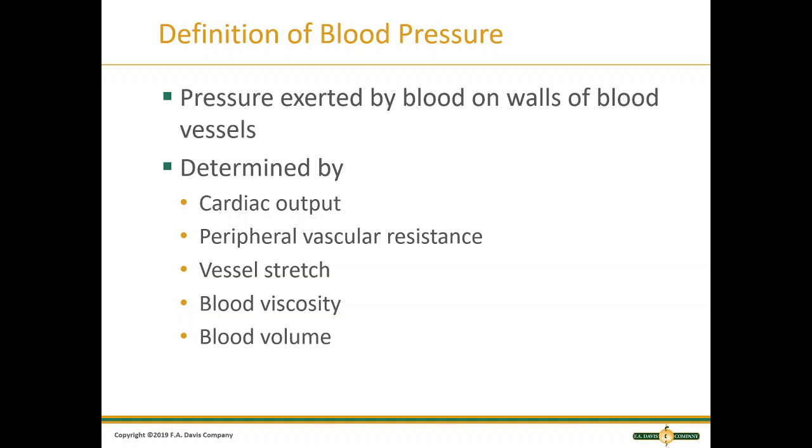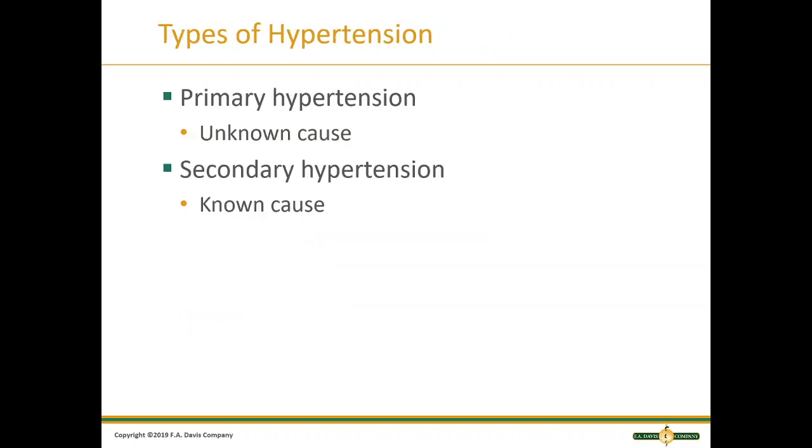So make sure that if you are needing to do patient teaching, that you understand that it is the pressure exerted by the blood on the walls of the blood vessels. Okay, it's determined by the cardiac output. So if a person has a lot of cardiovascular disease, low cardiac output, right, their pressure is going to be affected. Peripheral vascular resistance, vessel stretch, blood viscosity, and blood volume.